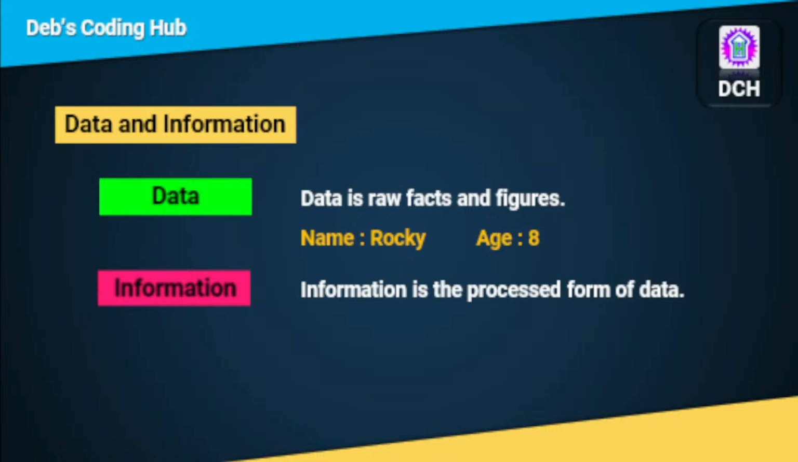So this can be termed as raw fact and figure because Rocky could be a name of a person or it could be name of a dog also, and the age could be 8 for either the dog or the boy. So it is not clear, it is not having any meaning. So this is data. Whereas if I say Rocky is my brother and he is 8 years old, it means something. Now I can say Rocky is a human being, not a dog.